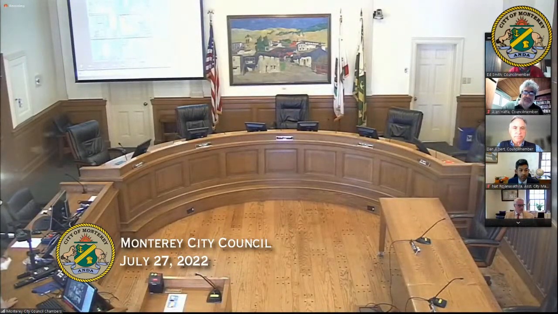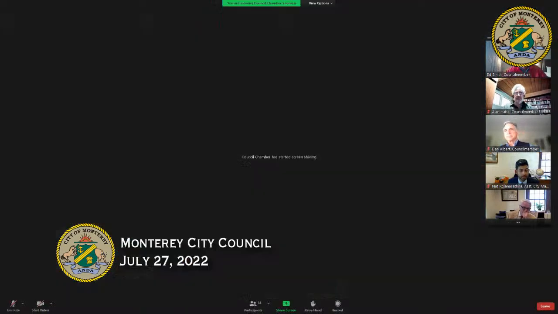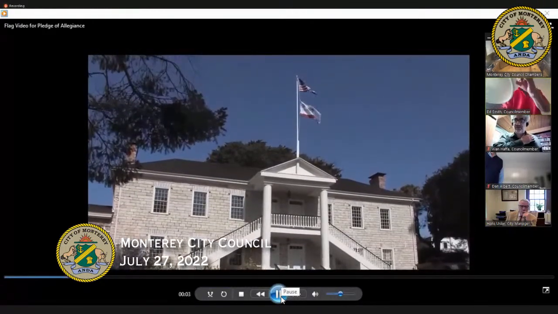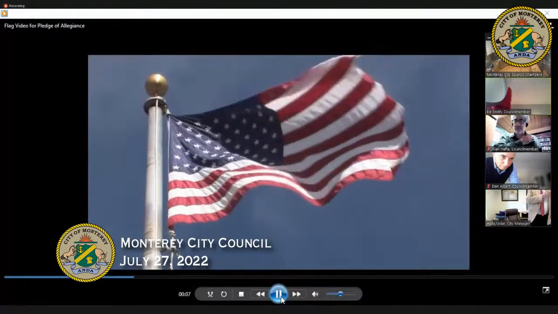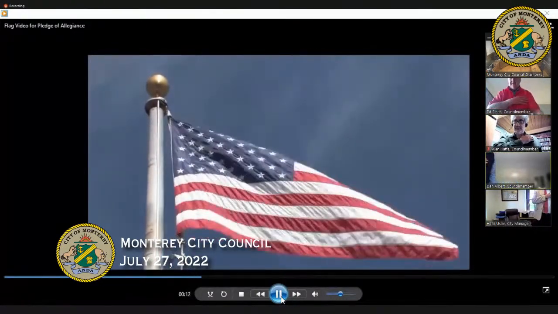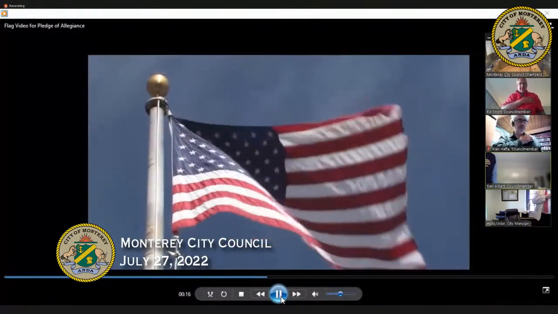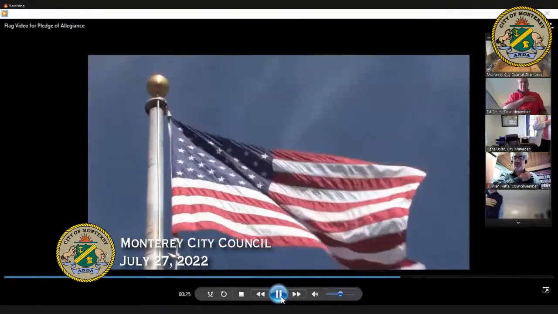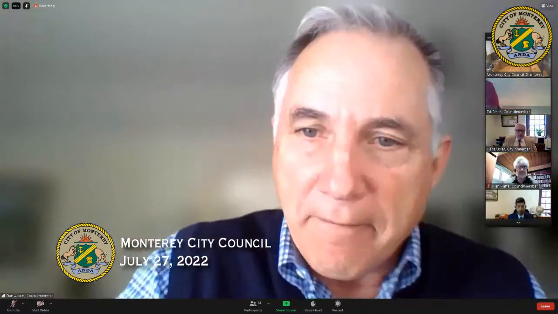Okay, great. Clementine, if we could move to the Pledge of Allegiance, if you could provide the flag on the screen, it'd be great. Dan, with some technical problems, lead us in the pledge, please. I pledge allegiance to the flag of the United States of America and to the republic for which it stands, one nation, under God, indivisible, with liberty and justice for all. Great. Thank you very much.